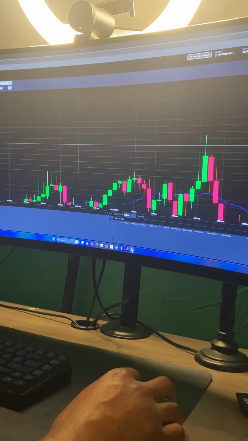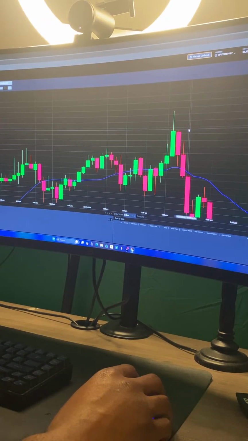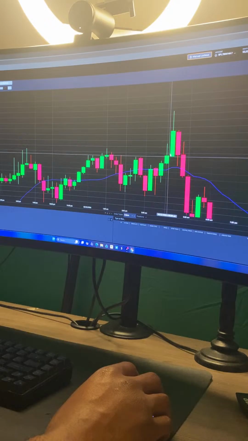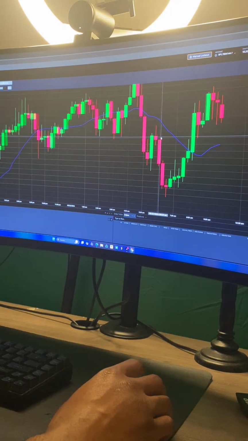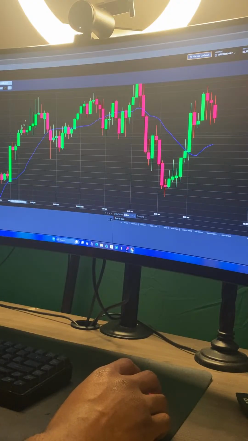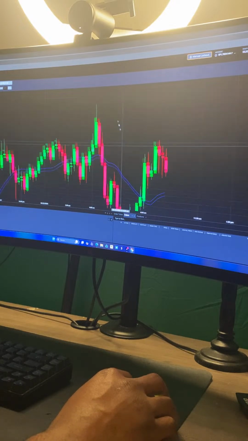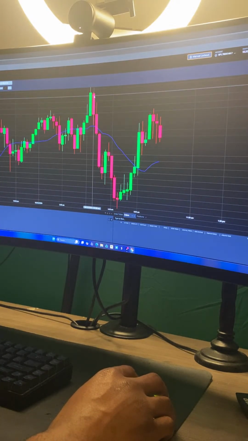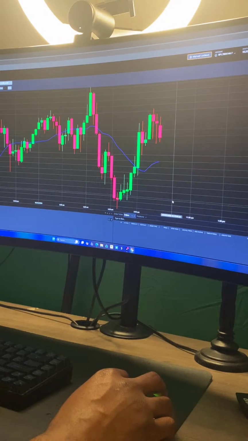Let me zoom in. I want to make sure y'all can see it on the phone. Good example, this big candle right here. So let's say this candle on the daily had gone all the way up. That means this 15-minute would have bought all the way up. If that daily candle rejects, that means the 15-minute is now selling all the way down. The 5-minute is now selling all the way down. The 1-minute is now selling all the way down.